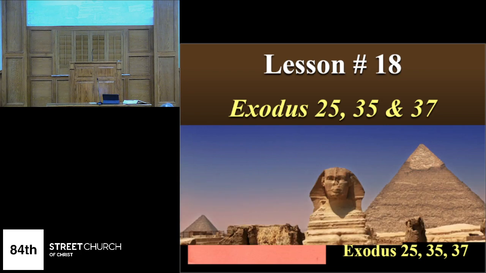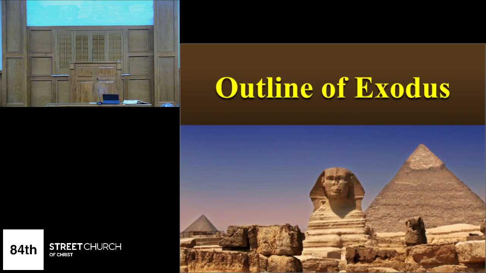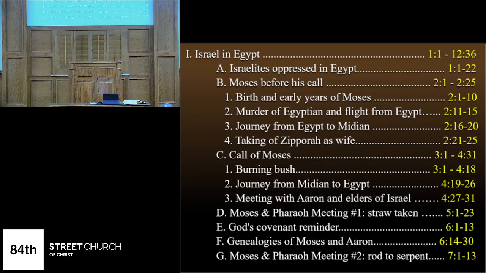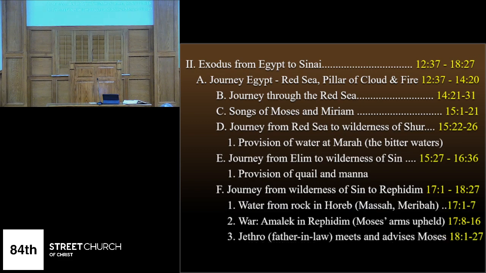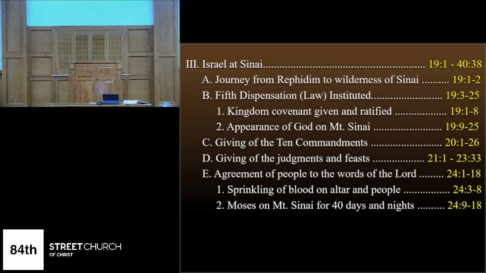We've been studying the book of Exodus here for a little while, putting it basically into three main categories: Israel in Egypt, the first bit of that book; then Exodus from Egypt to Sinai; and then that third one, Israel at Sinai. What happens when they come to Sinai, to Mount Horeb?